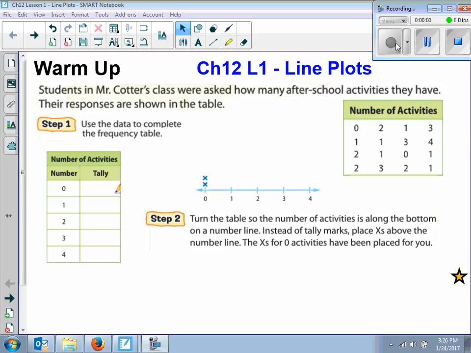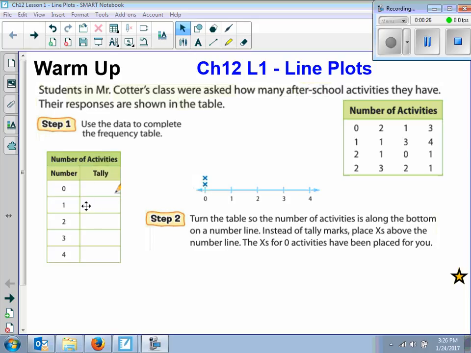So today is Chapter 12, Lesson 1, which is line plots. It says here for the warm-up, students in Mr. Cotter's class were asked how many after-school activities they have. Their responses are here in the table, in the chart here. So step 1 says use the data to complete the frequency table. This is a frequency table.